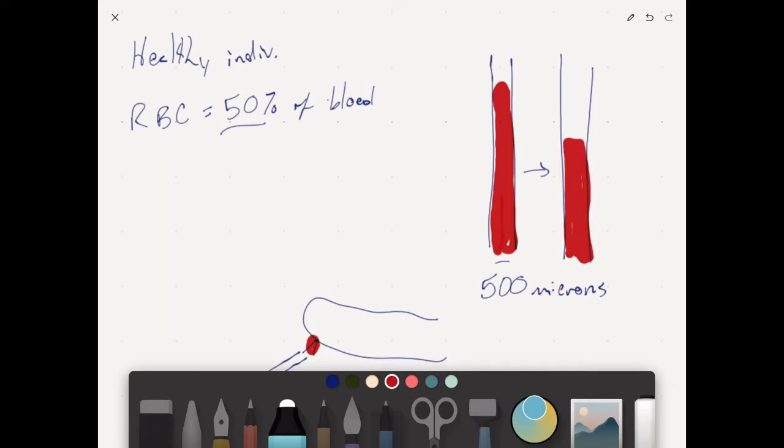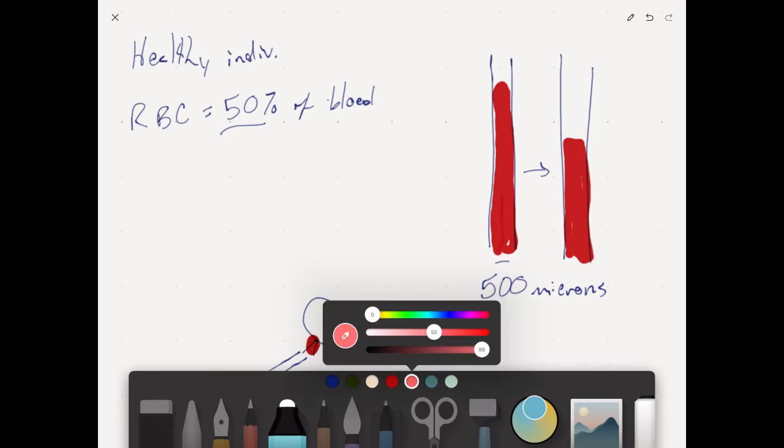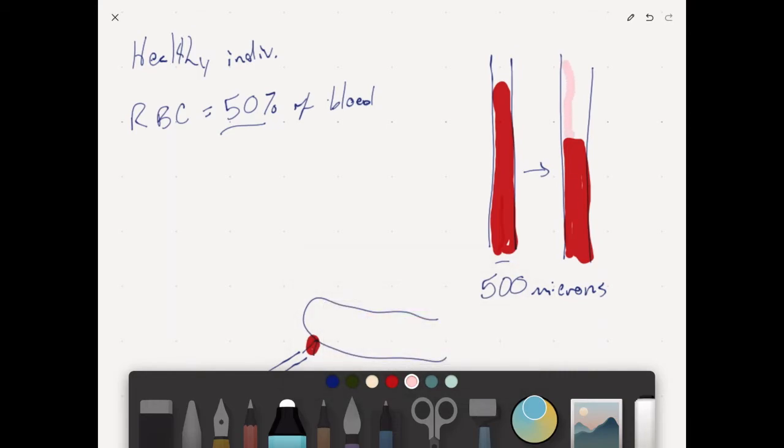About halfway up, it's really dark red. And the other half of the way up, it's a really pale pink. This is plasma, and this is red blood cells.